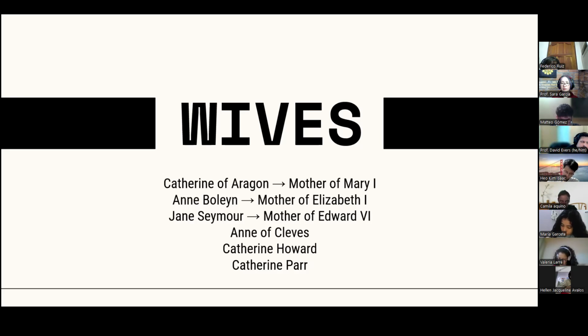So Henry, it's called the king's great matter, the king's great issue. And Catherine was at that time around 35, 36 probably, so she was getting old. And she already had a lot of stillbirths. So, what to do?